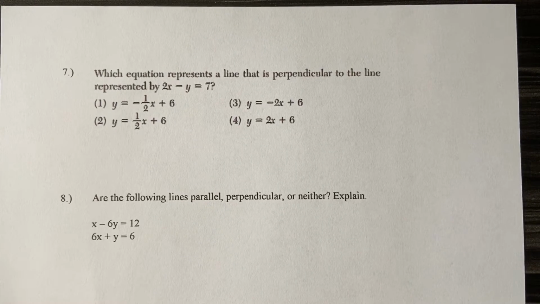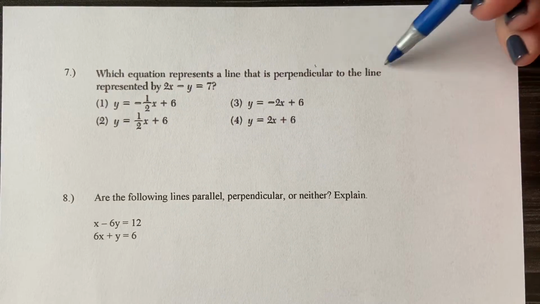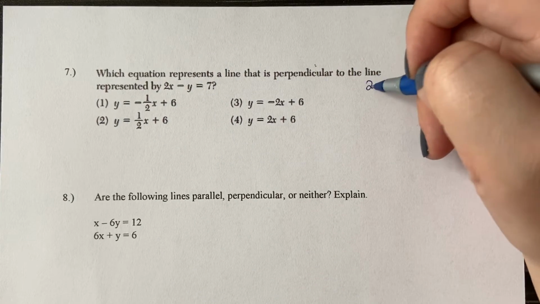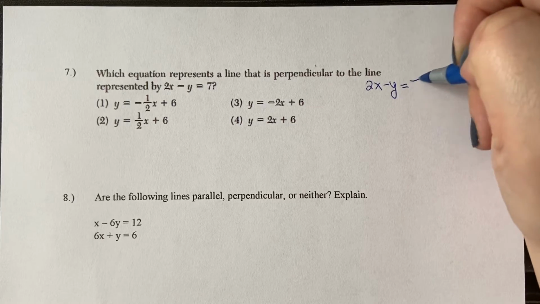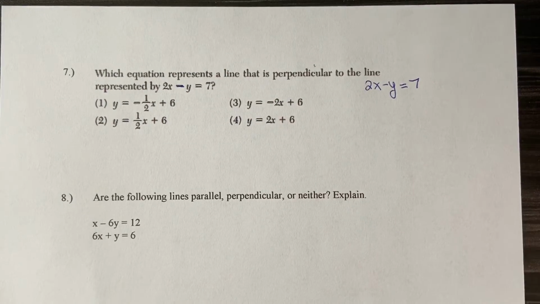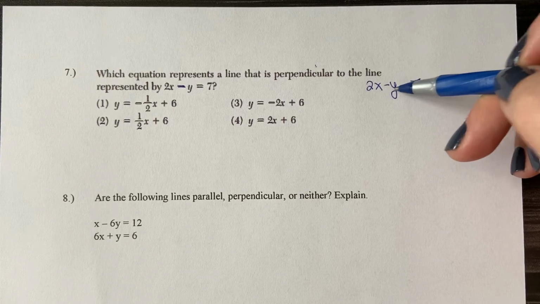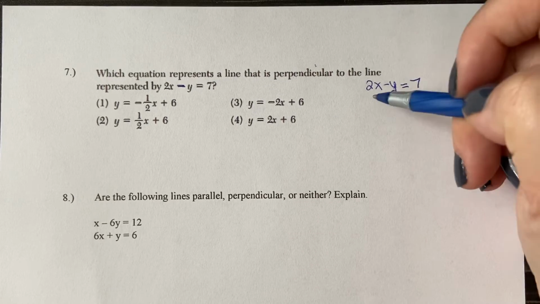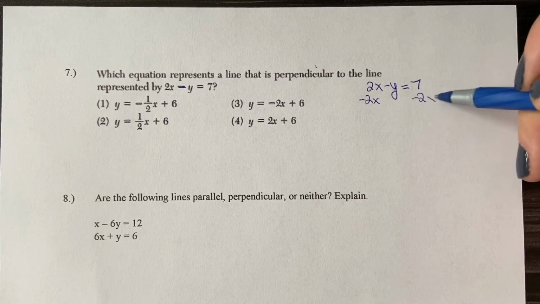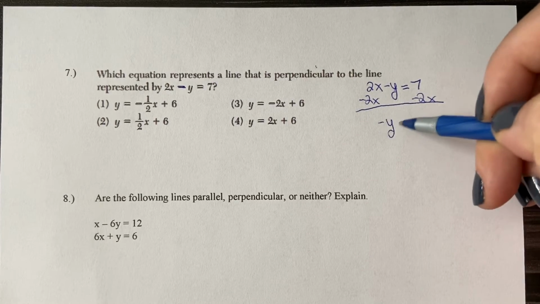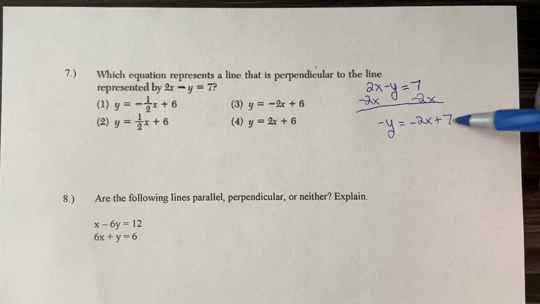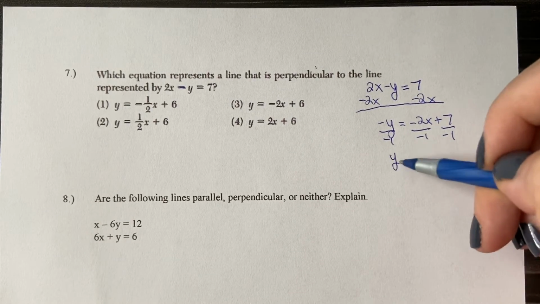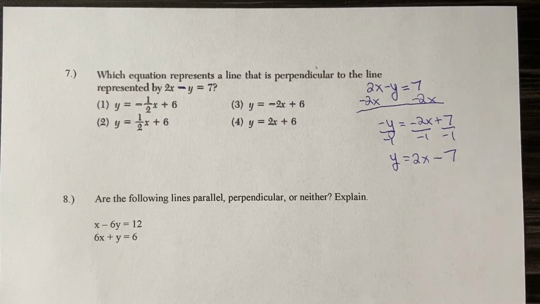Okay, so then for number 7, which equation represents a line that is perpendicular to the line represented by 2x minus y equals 7? So I'm going to write that over here. 2x minus y equals 7. This is a minus sign right there. Okay, so first off, again, lock y in. Don't move y. Move everything on the same side as y. So get rid of the 2x first. So that's a positive 2x. So I'm going to subtract 2x on both sides. So then I have negative y is equal to negative 2x plus 7. And then I'm going to divide every single term by a negative 1. So I get y is equal to 2x minus 7.